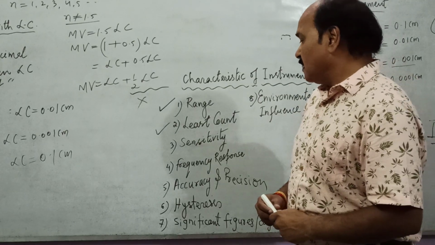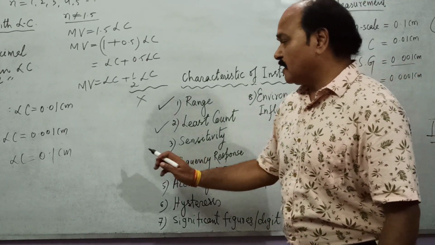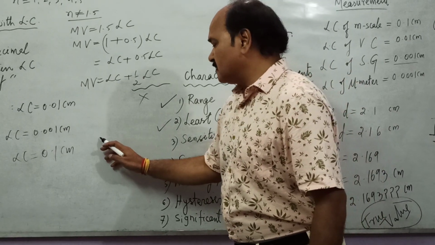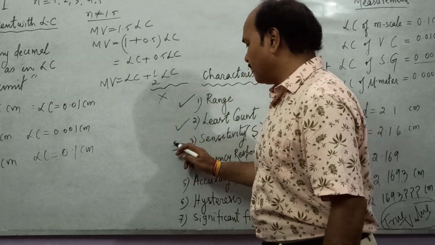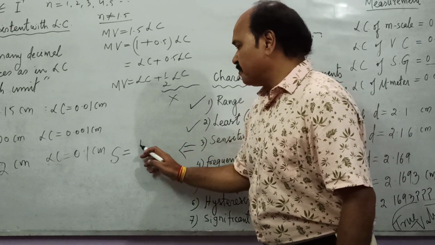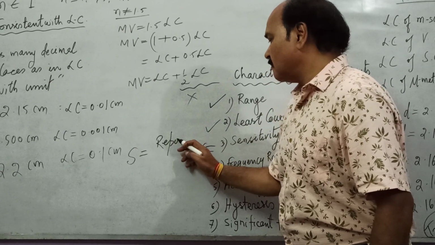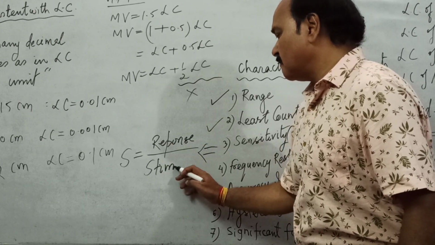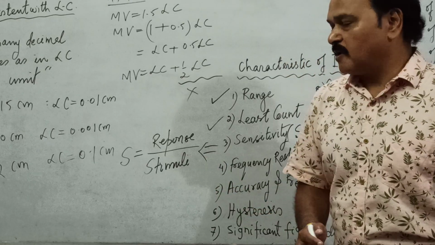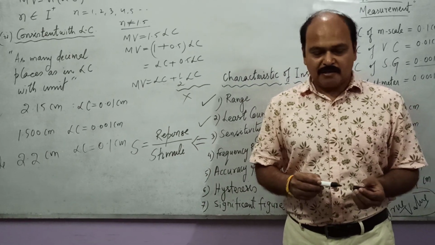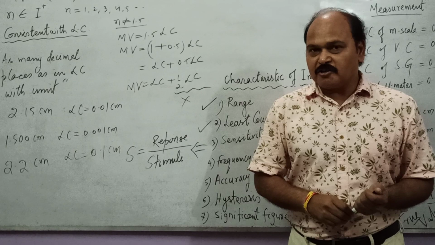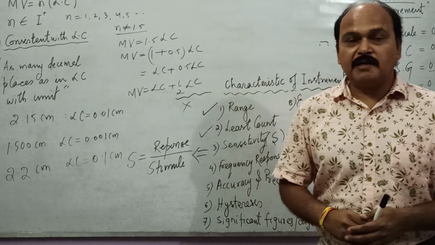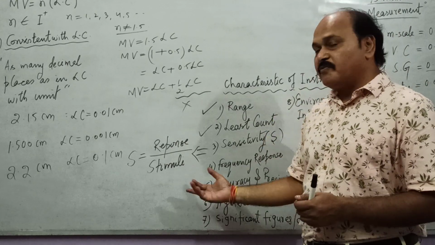And this sensitivity S can also be defined as response per unit stimuli. So higher is the response per unit stimuli, higher is the sensitivity. Response means the visual display, say the deflection of a needle, and stimuli is the physical quantity.